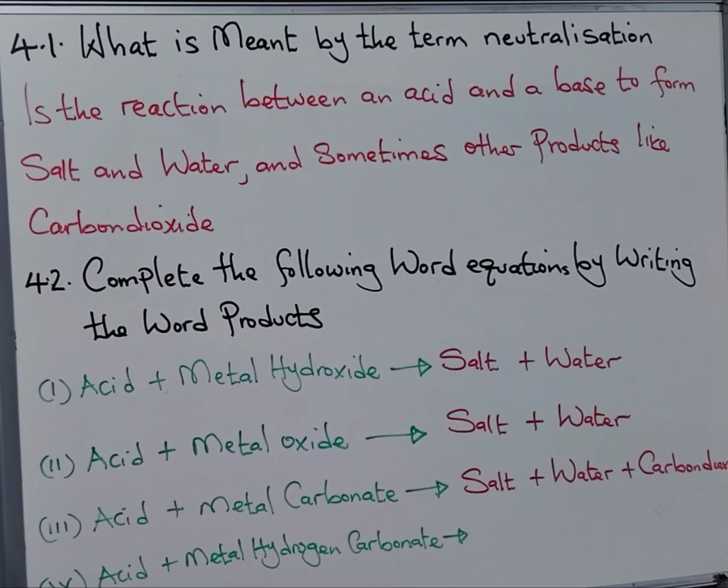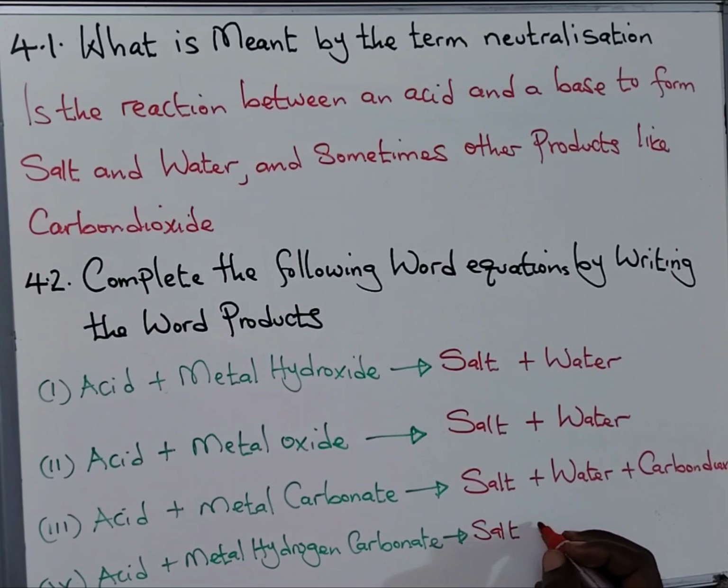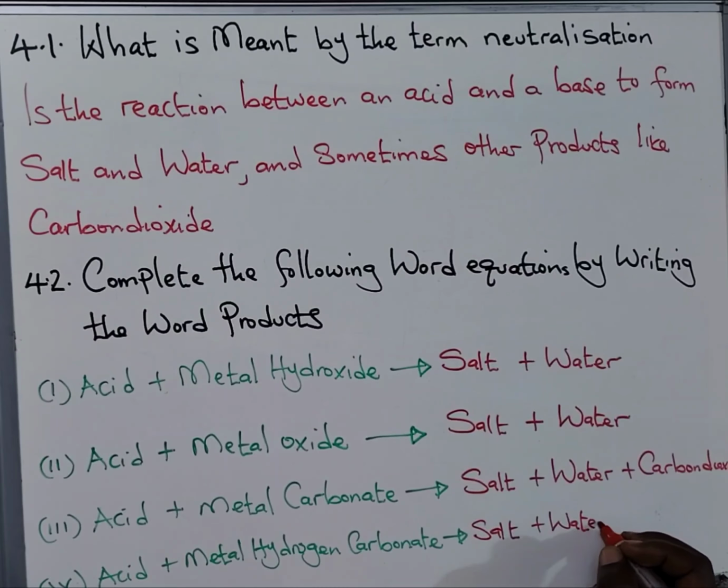Then we come to this one. Acid plus metal hydrogen carbonate. What are the products? The products are salt plus water plus carbon dioxide.